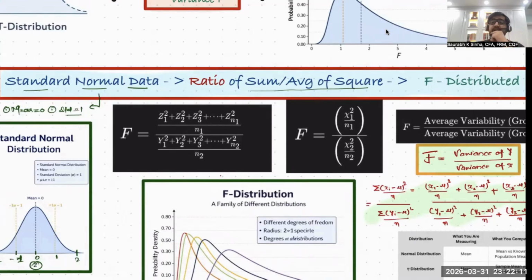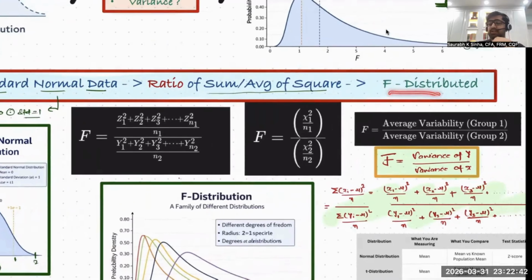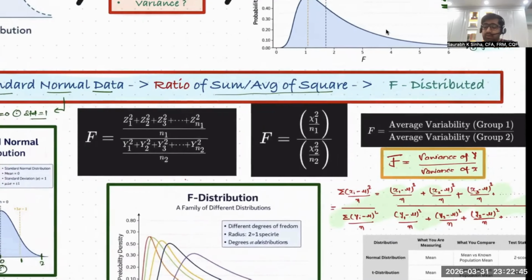But here we are saying you take the sum or average of the square of standard normal data. That was for the chi-square distribution. There's something new we are adding now. If you take the ratio, the division ratio, of the average of squares of standard normal data, that is F distributed. That is a condition. Let's understand what it's saying.